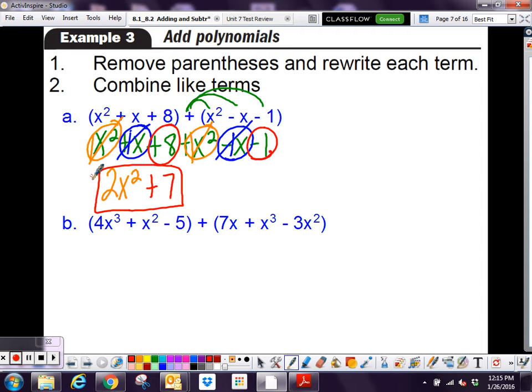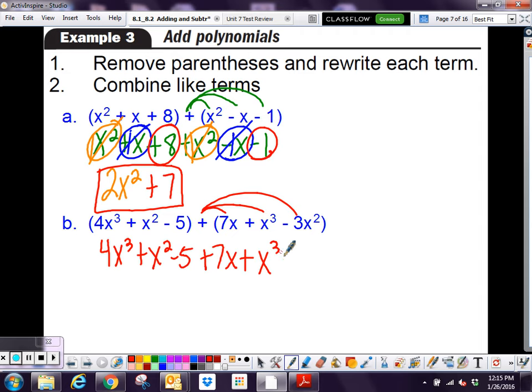So here we go. I'm going to work on this next one. I'm going to distribute this positive 1 to everything. So I've got 4x cubed plus x squared minus 5 plus 7x plus x cubed minus 3x squared. So really nothing changed there. Now I'm going to combine my like terms. Start with the highest exponent. So I have a 4x cubed and an x cubed. Now notice that's 4 plus 1, so that's 5x cubed.